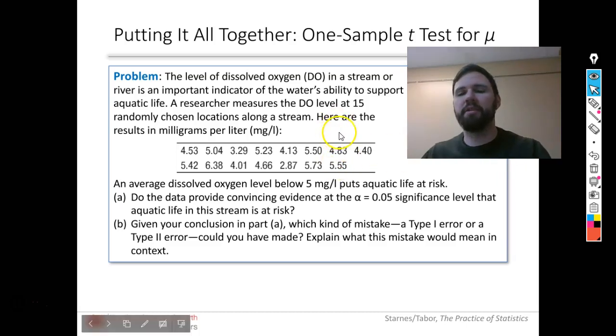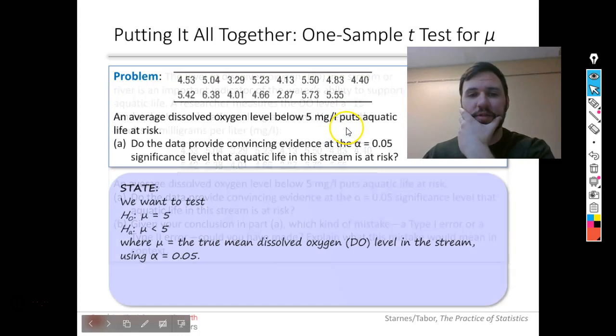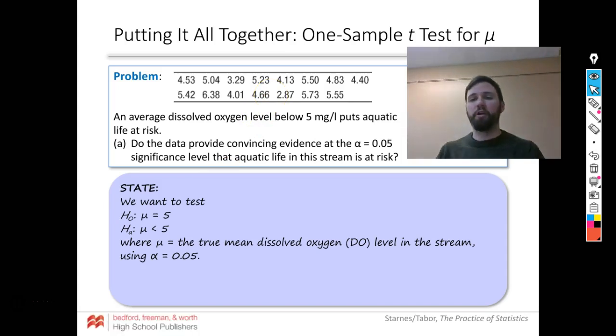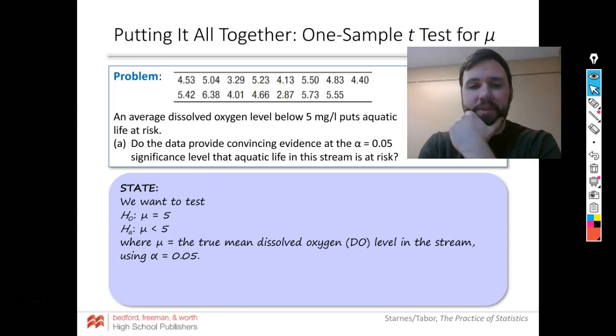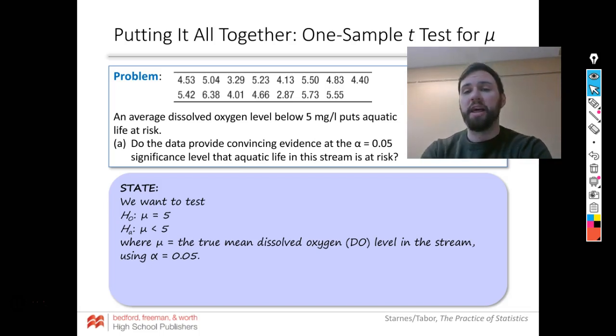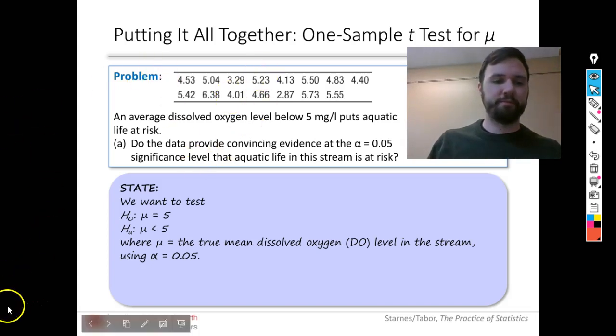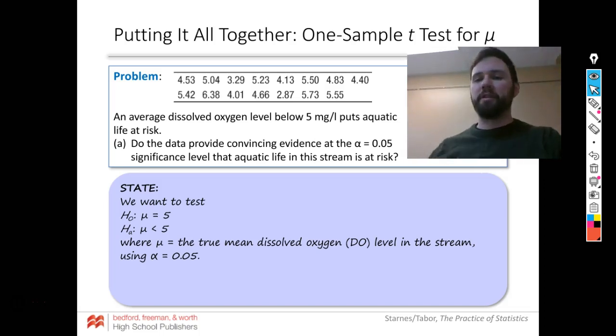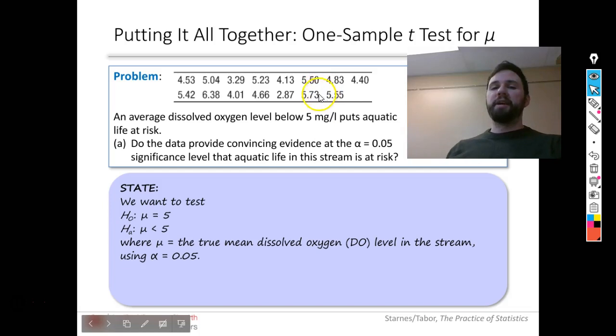All right, let's state, plan, do. So first we're going to state our null is 5. Our alternative hypothesis is less than 5 because if we reject the null, it means that it's probably not safe for aquatic life. And that's what we're trying to find out. Mu is the true mean of DO in the stream, and don't forget to use alpha as 0.05. So if our P-value is greater than 0.05, we're going to fail to reject. If it's less than 0.05, we will reject the null and accept the alternative, and not accept it, but the water is probably not safe.